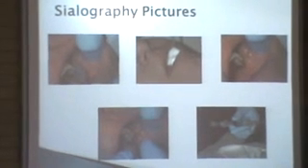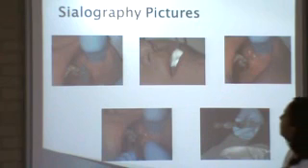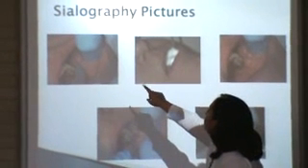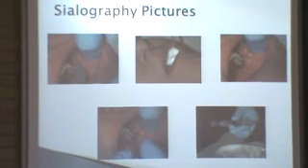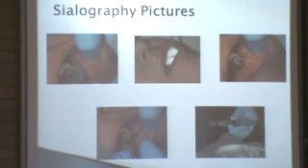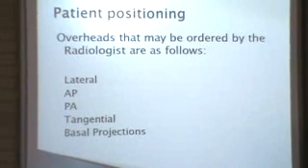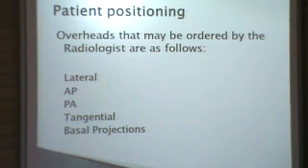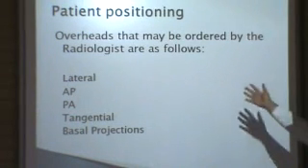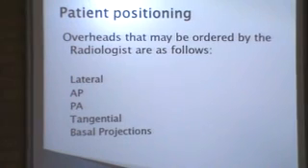And here we have pictures of the procedure. I'm not sure if you can see them that well. Basically, we have the orifices being palpated, dilation, and the contrast media injected. These are typical projections that the radiologist may order. There's lateral, AP, PA, and tangential basal projections.